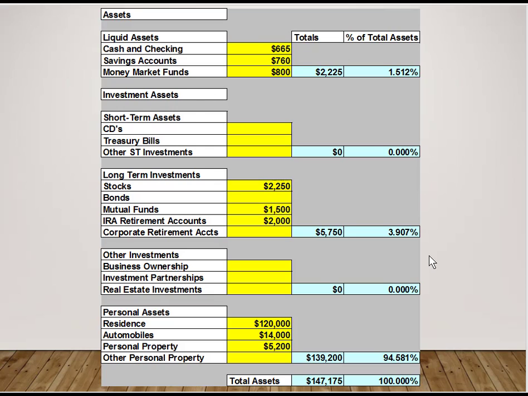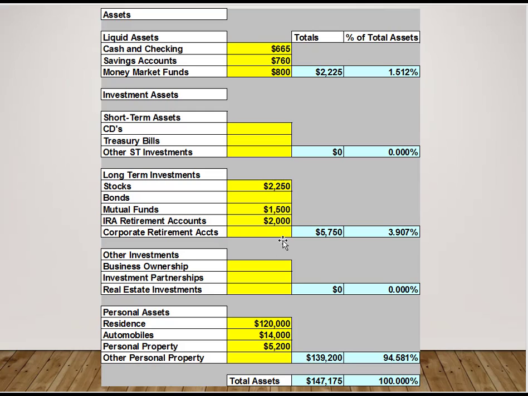So again, there is a worksheet. It's called the Personal Net Worth Worksheet. And again, you plug in liquid assets. We have investment assets, long-term investments. And again, you can see it does percentages. So of total assets, 94% of my total assets come from, quite frankly, my residence. If you also notice up here, I have very little money in my IRA accounts.